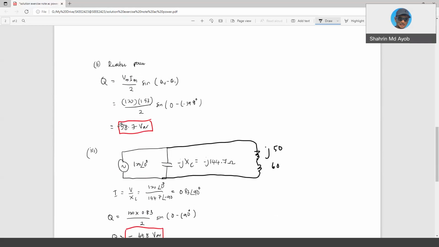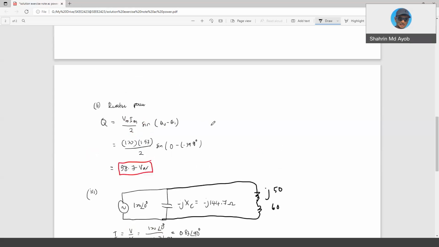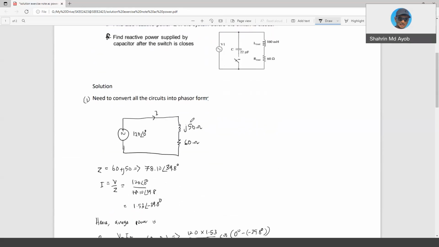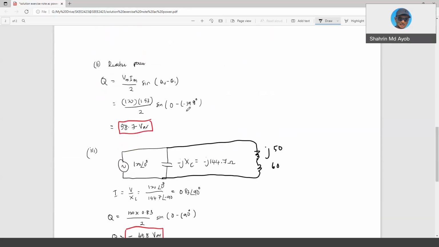If you want to double check whether your calculation is correct, always look at the load. If the load is inductive, your calculation should show a positive Q. That is how you can double check your calculation.